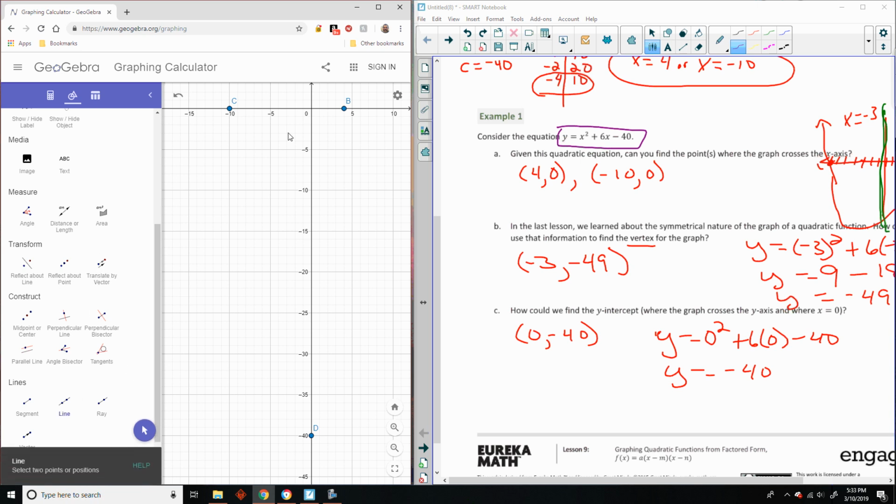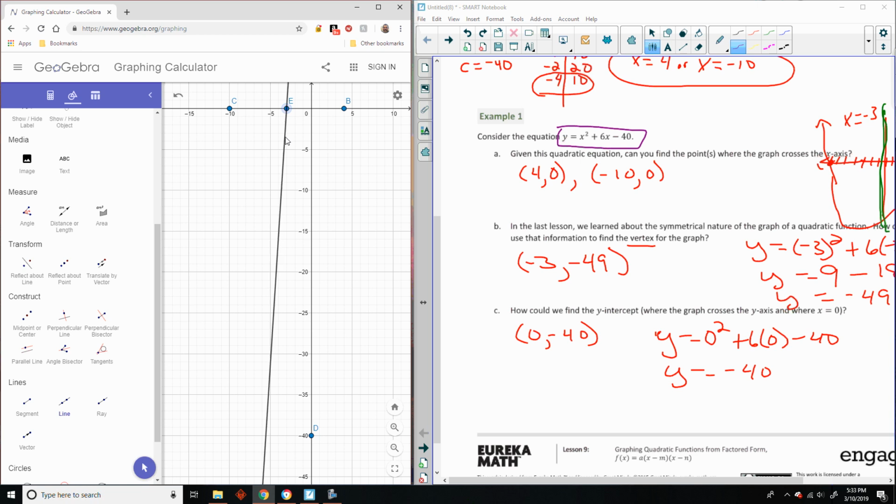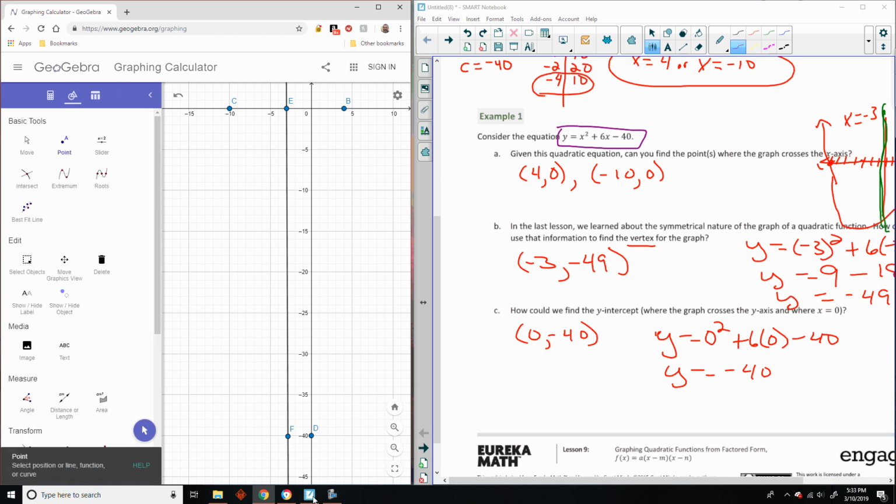I know that my axis of symmetry is x equals negative 3. So if I put a point at negative 3 here and negative 3 here, there is my axis of symmetry. So I am 1, 2, 3 units here away from my axis of symmetry. So I go 1, 2, 3 units more over here. Okay, and there is 1, 2, 3, 4 points graphed. And I'm going to plot one more point, and that is my vertex.